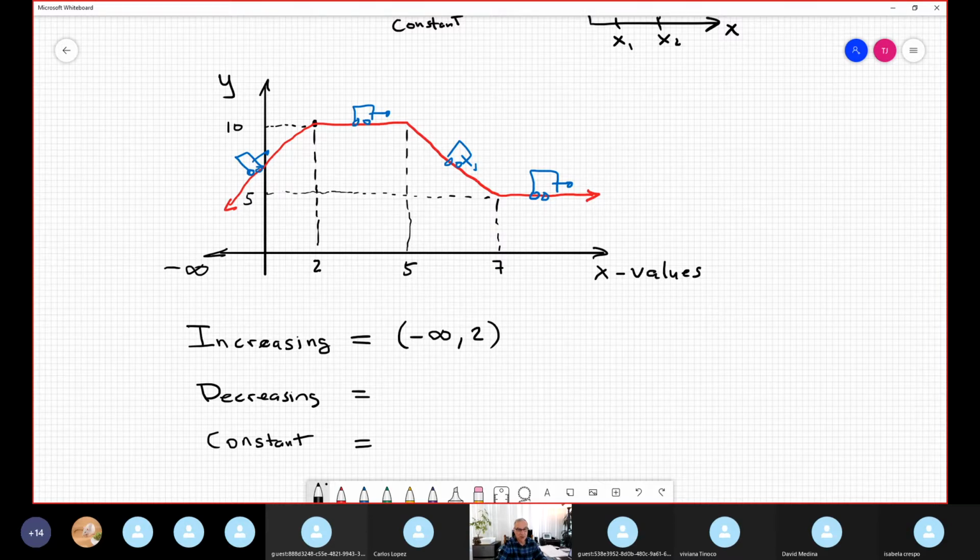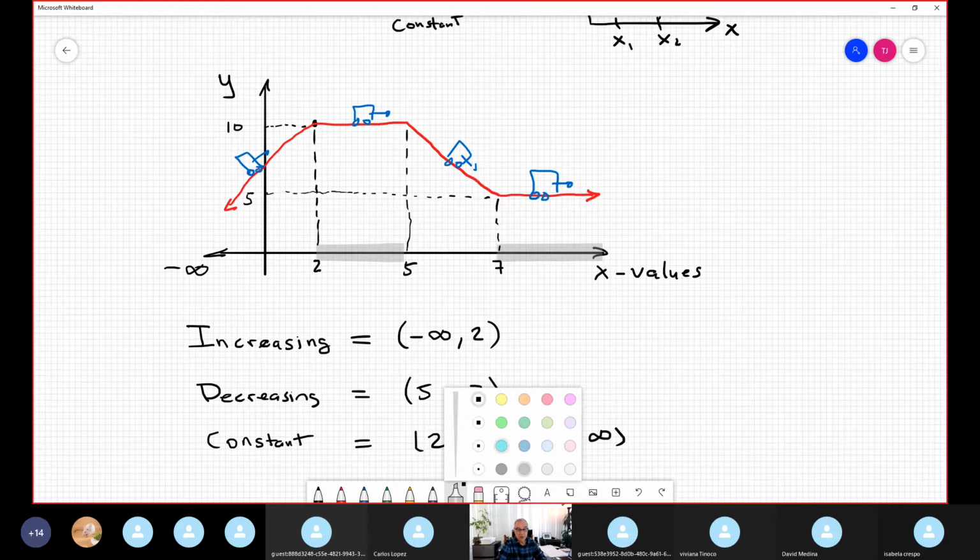And decreasing is from 5 to 7. Never include the endpoint, because at the connection in between there are two different behaviors, so it's undefined. And constant is in between 2 and 5. But you have 2 pieces, no? Those union 7 to infinity. End of story. So this interval is constant.